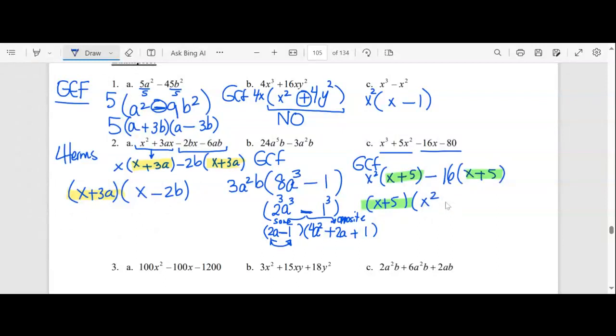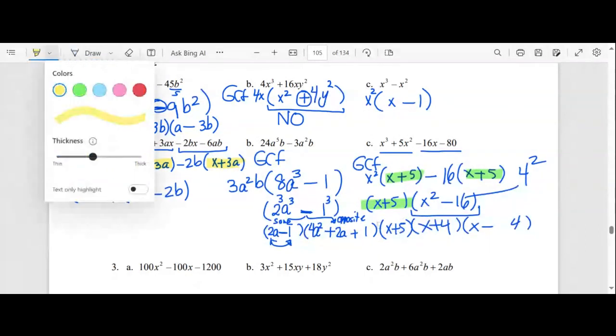What's left? X squared minus 16. Can I factor difference of squares? Because 16 is what by what? 4 by 4, 4 squared. So can I factor this like this? X and x, 4 and 4, plus and minus. And don't forget the common factor.